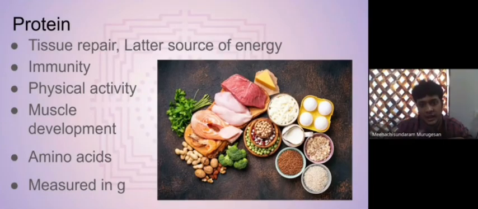And proteins are the latter source of energy. Latter means the last source of energy. When there are no carbohydrates and no fats, your body will next turn to protein for energy. The protein is usually stored in your muscles. The protein stored in your muscles will be converted into energy in a very complex form. The easiest form is carbohydrate, the second easiest is fat, and the least easy is to convert protein to energy. That is why your body relies on protein as its last priority for energy.